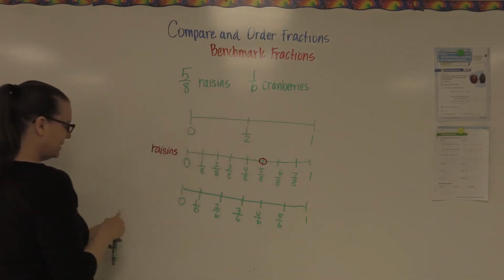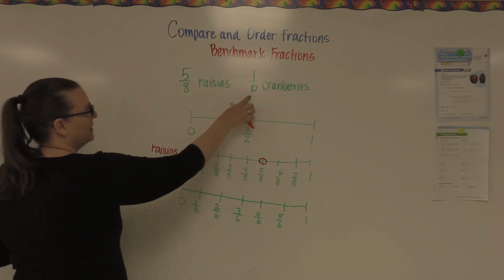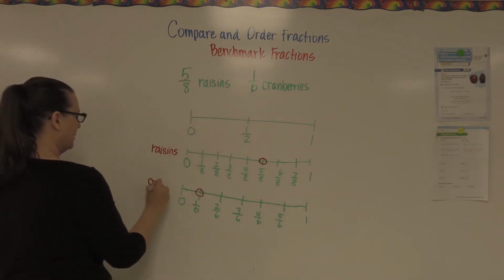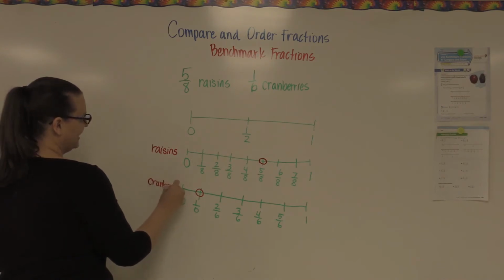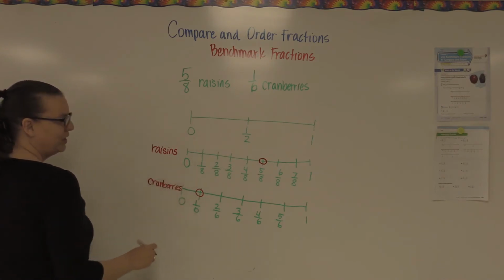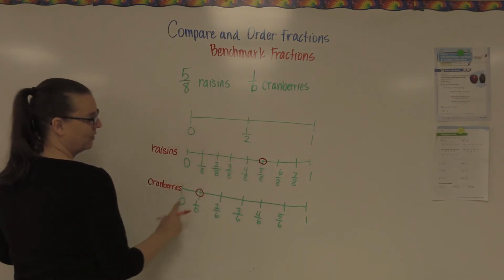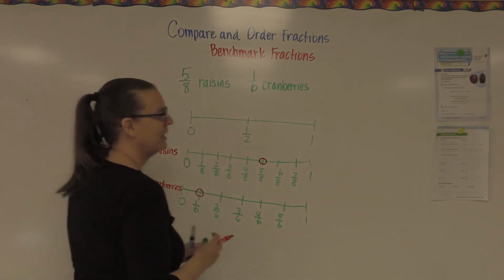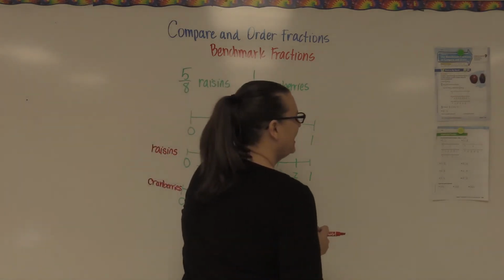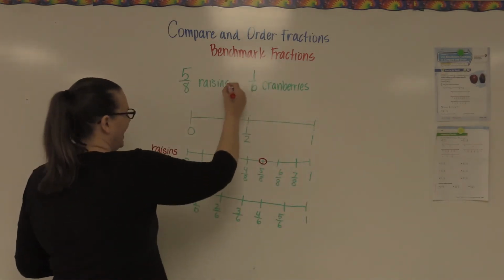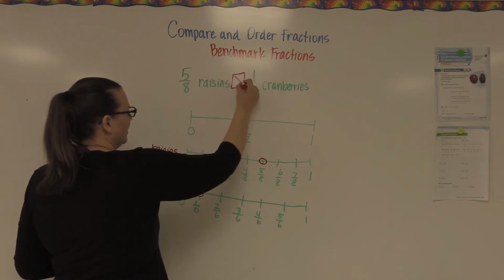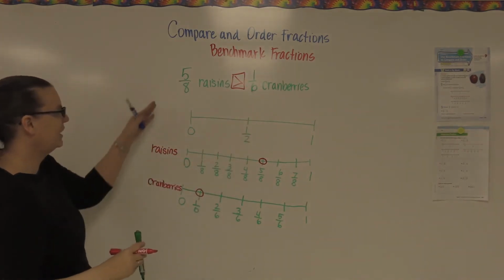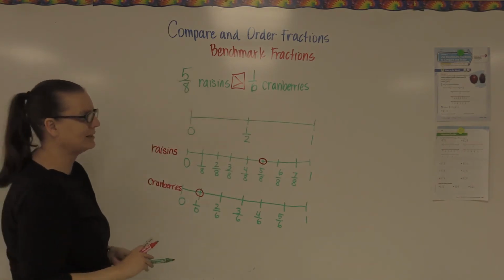For our cranberries, it said we used 1/6 of a cup. Well, 1/6 on our number line is right over here. So you guys can see, did we use more raisins or more cranberries? You can see that this is larger than this one. So we're able to say that 5/8 is larger or greater than 1/6. So this is just another way to be able to compare those fractions.